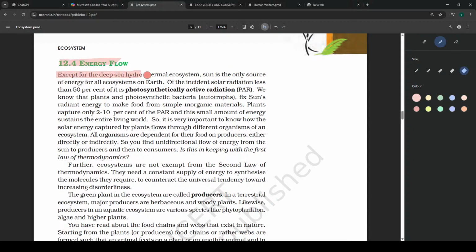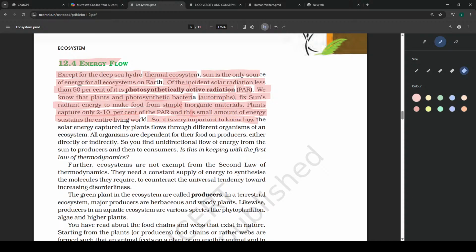Except for the deep sea hydrothermal ecosystem, the sun is the only source of energy for all ecosystems on earth. Of the incident solar radiation, less than 50% is photosynthetically active radiation, PAR. We know that plants and photosynthetic bacteria, autotrophs, fix the sun's radiant energy to make food from simple inorganic materials. Plants capture only 2 to 10% of the PAR, and this small amount of energy sustains the entire living world.